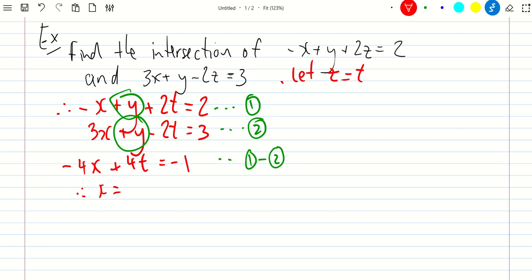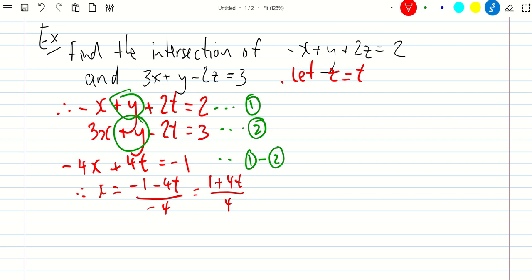So therefore, x will be equal to negative 1 take away 4t over negative 4. Just rearranging that, I don't like all the negatives there, so I'm just going to negate everything. So 1 plus 4t over 4. So there's my x, right? So I've got my x. Happy days. 1 done, 2 to go.